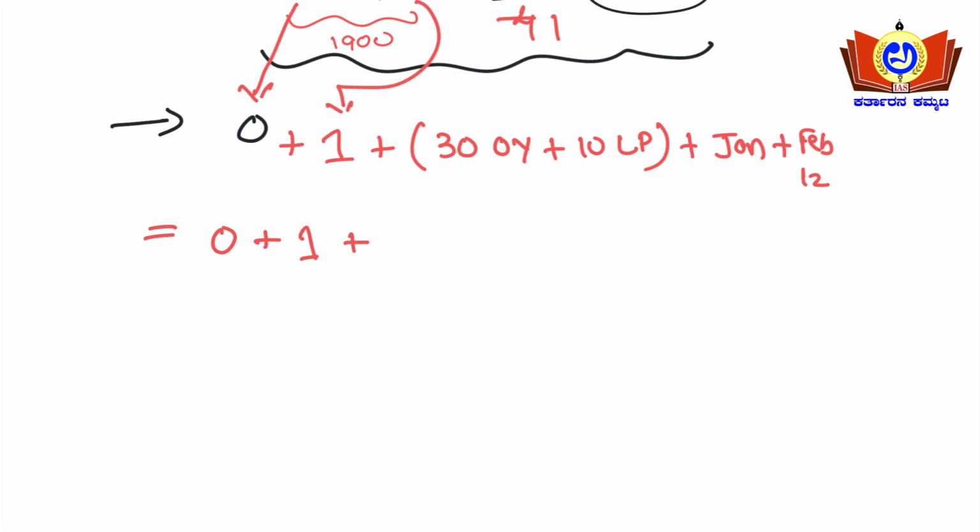So in each ordinary year, how many odd days will be there? Actually, 1 odd day will be there. So 30 into 1 is 30, plus in a leap year 2 odd days will be there. So how many leap years are there? 10. 10 into 2 is 20.